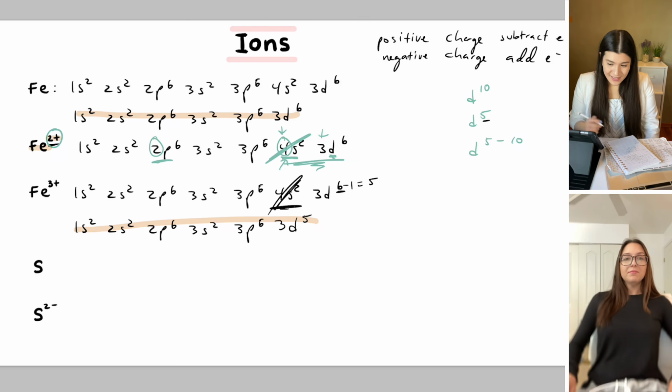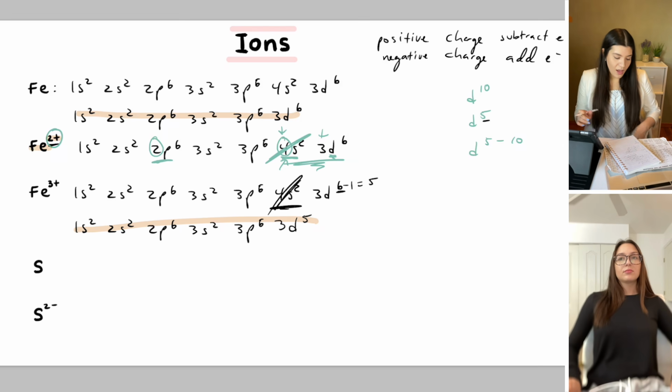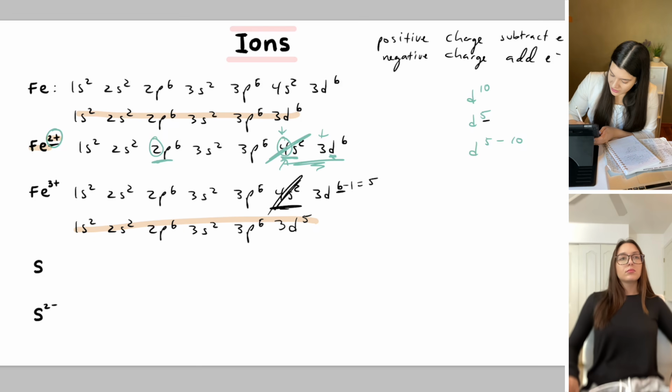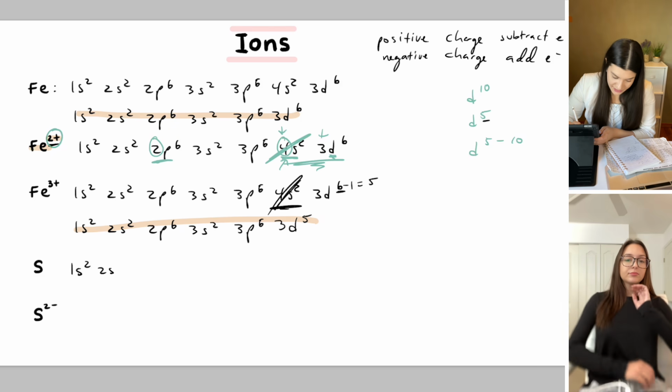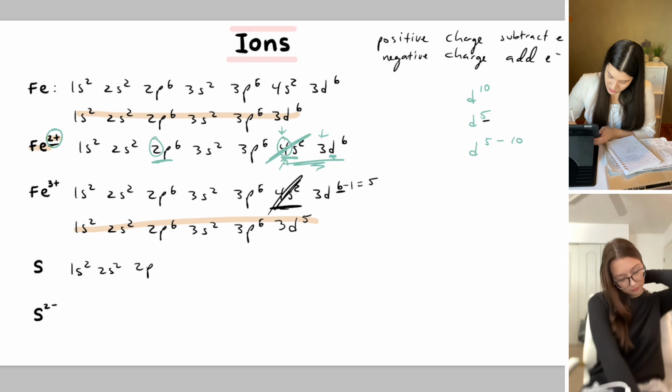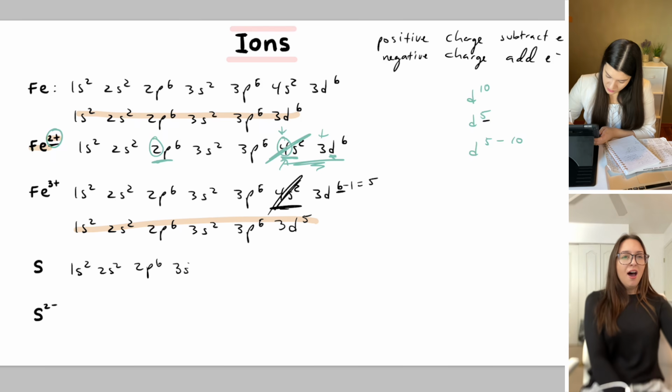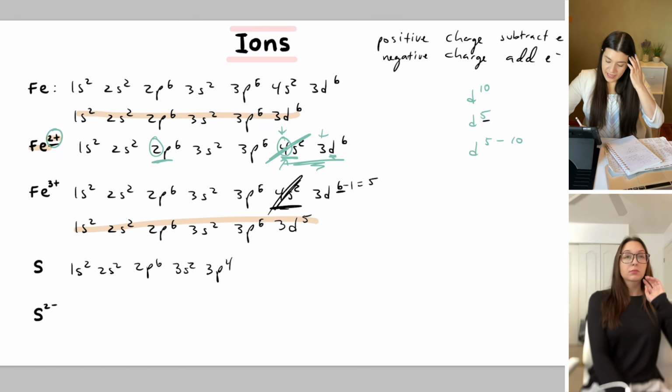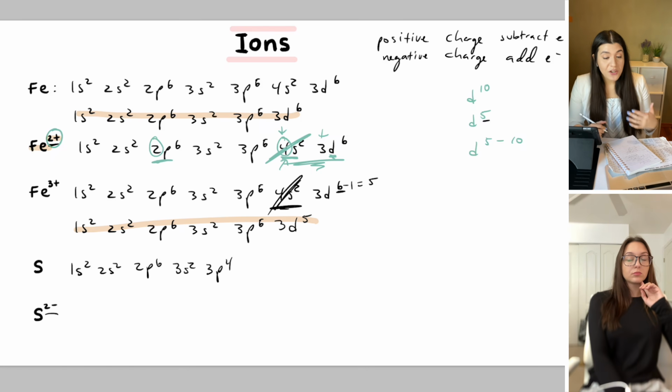Making sense? Okay. We'll do this for sulfur. I'm going to write out what sulfur would have been in its typical state here. Now that we have a negative charge, we know that we're going to add electrons. So we're adding 2 electrons.